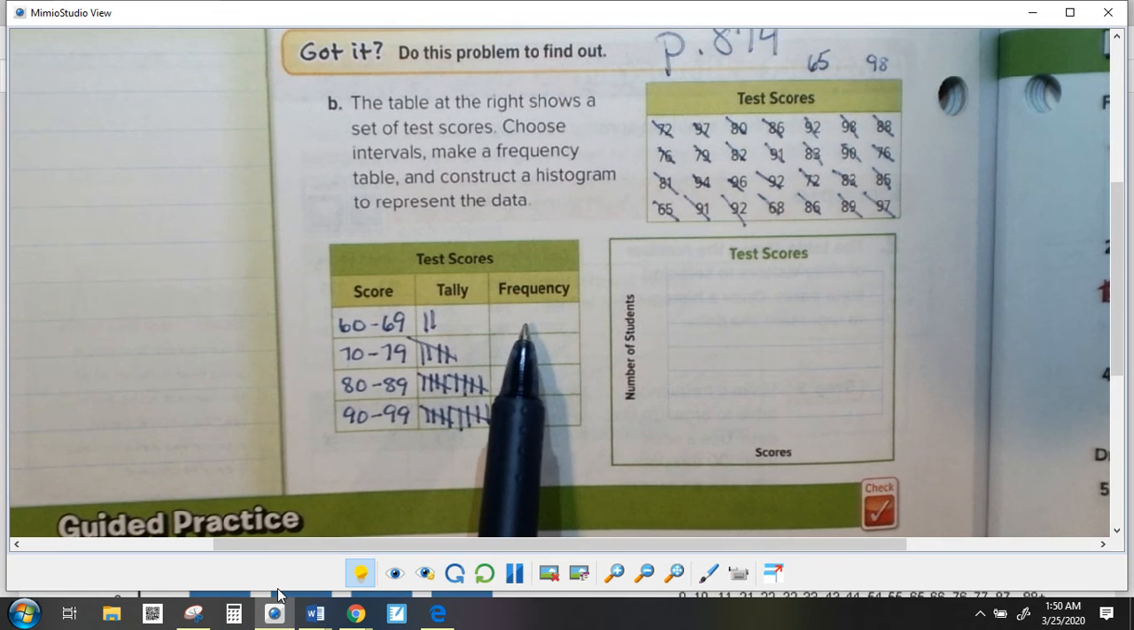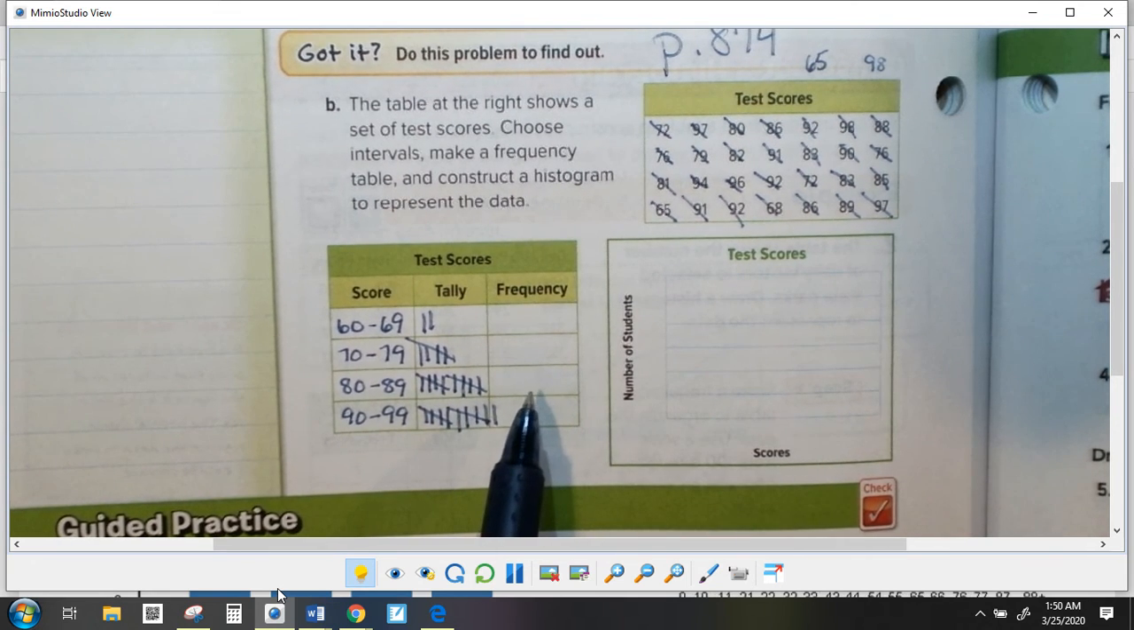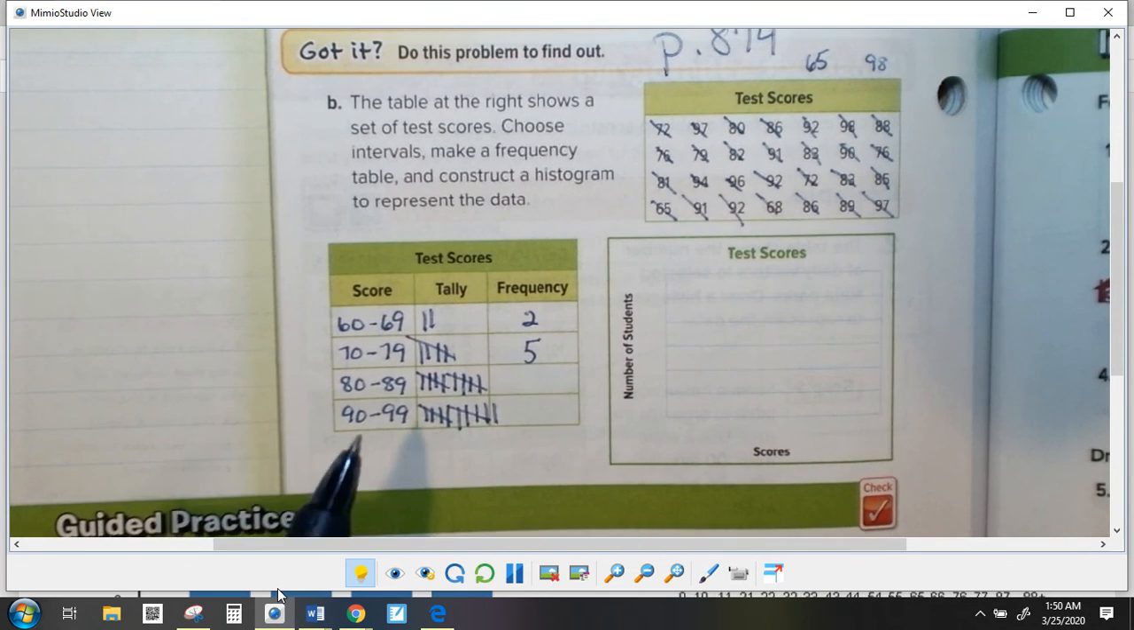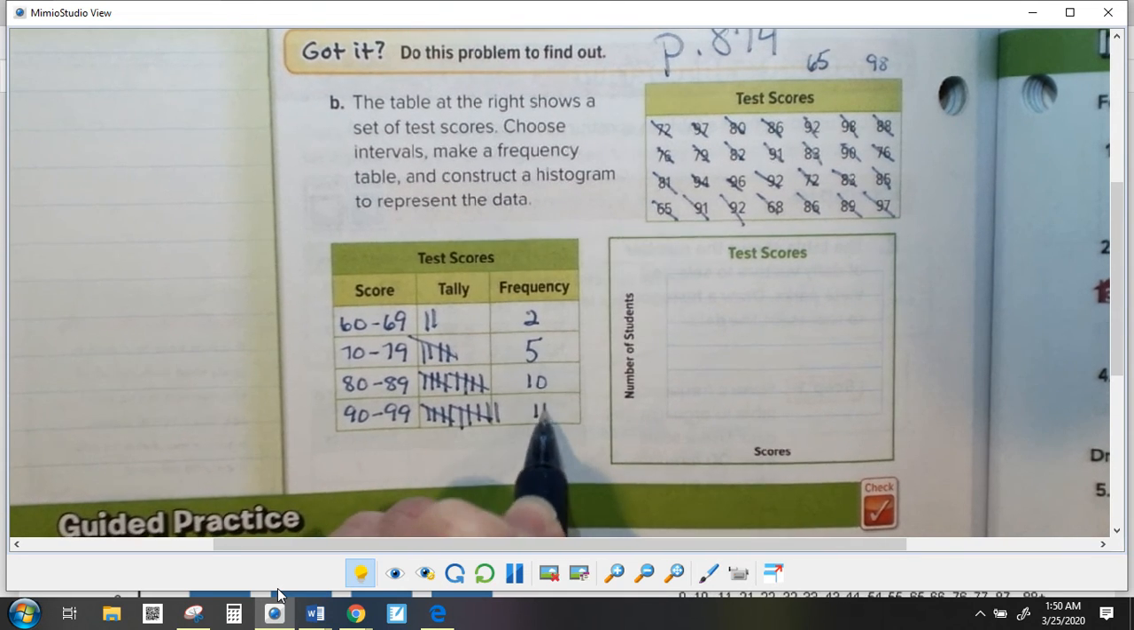So the frequency is counting up all your tally marks and giving it a number so that you don't have to recount each time. This is 2, 5. This is 5 and 5 for 10. 5 and 5 and one more is 11.